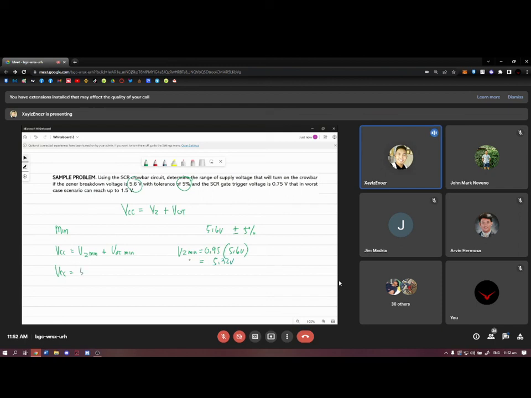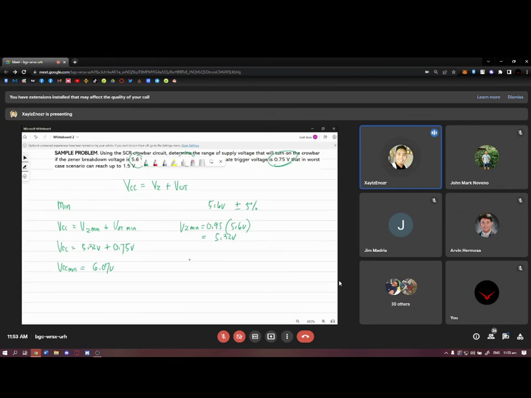Ano naman yung gate trigger voltage sa minimum? So sabi dito, ang gate trigger is 0.75, sa worst case scenario 1.5. So ibig sabihin yung 0.75, yun yung minimum niya. So ilan yung ating VCC minimum? 6.07. Okay, sabi range. So hanapin naman natin yung maximum ngayon.